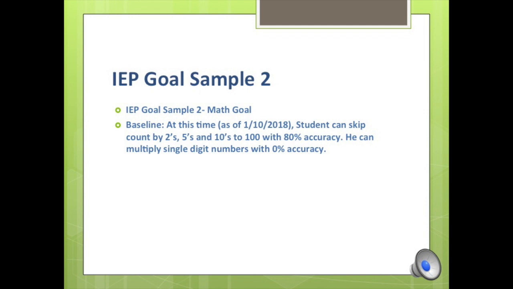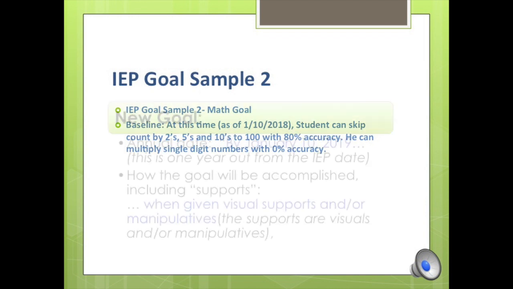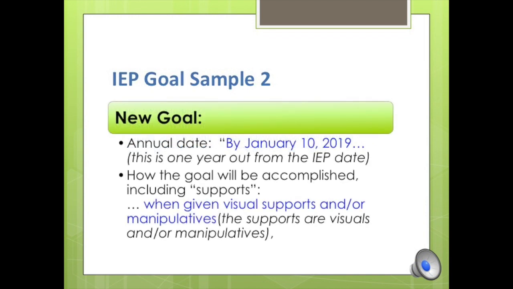Okay, let's do a second sample. This one's going to be a math goal. At this time, student can skip count by 2s, 5s, and 10s to 100 with 80% accuracy. He can multiply single-digit numbers with 0% accuracy. Let's break it down. By January 10th, 2019, how the goal is going to be accomplished, including supports.